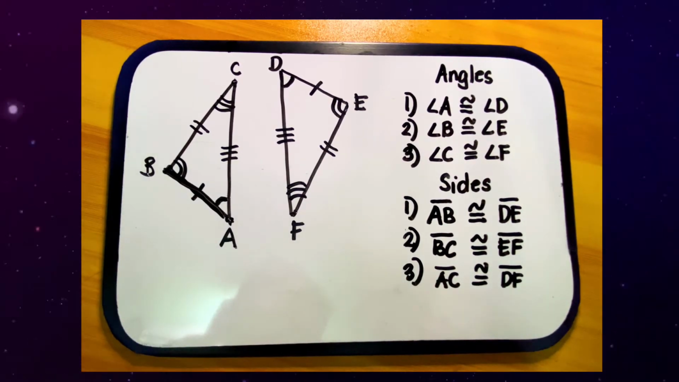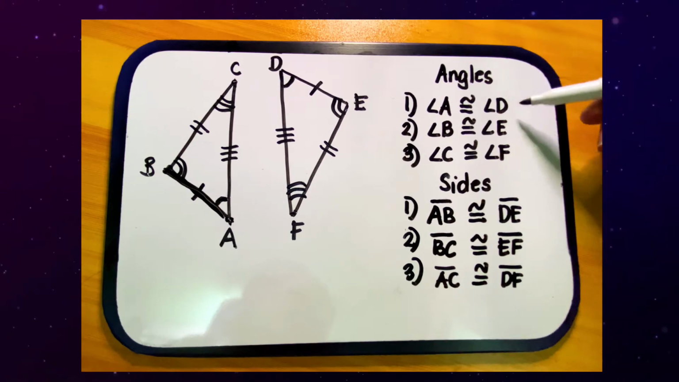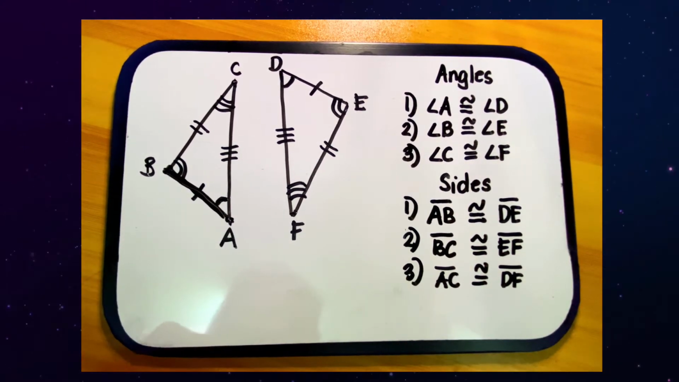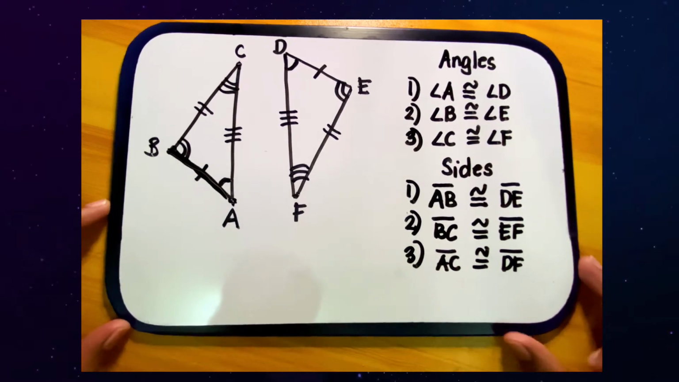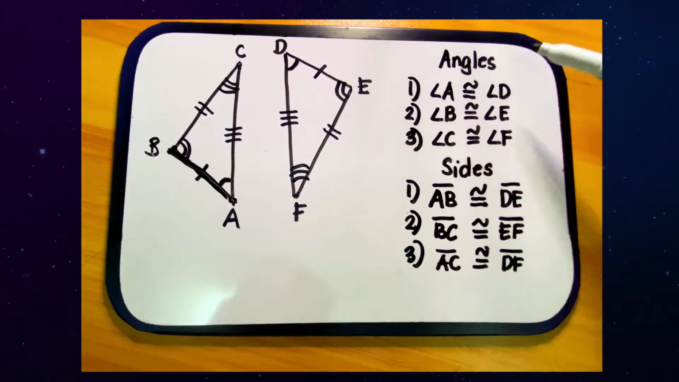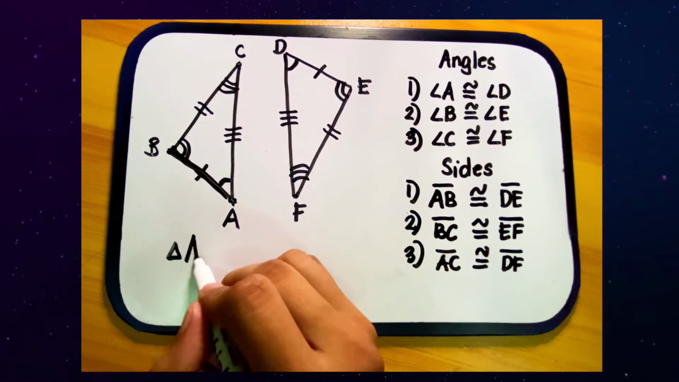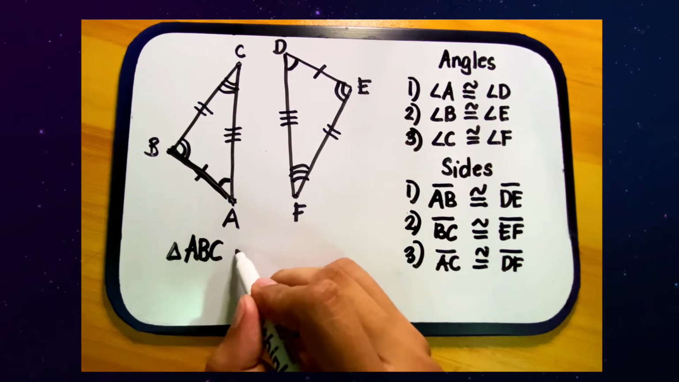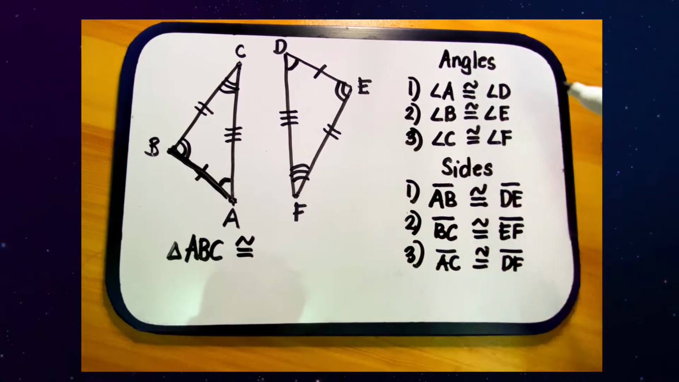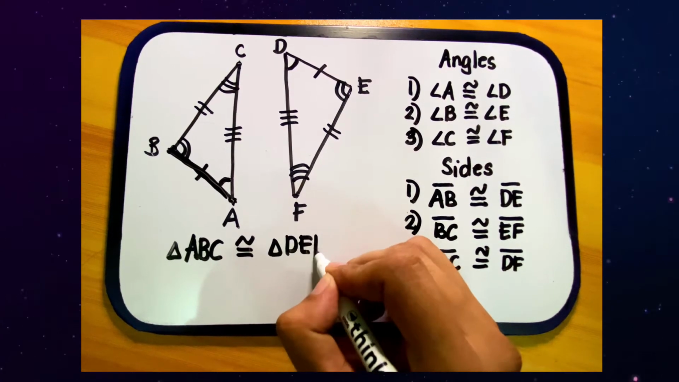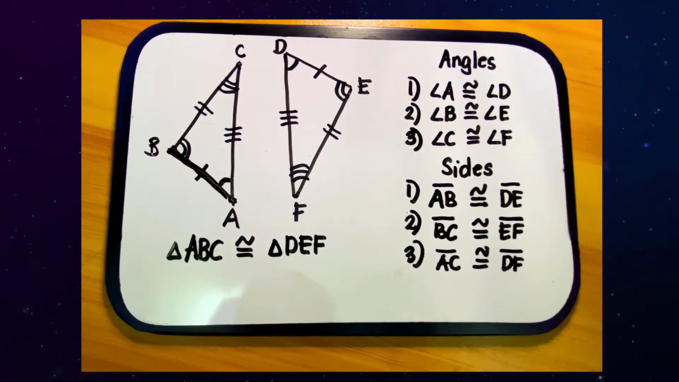Now we are done with the congruent pairs of angles and congruent pairs of sides. Now, how do we name the triangles? Just follow the angles. You can write the symbol of a triangle: triangle ABC is congruent to triangle DEF. That's how we name the triangles. Now it could be interchanged.